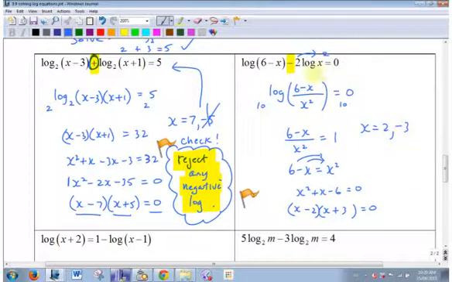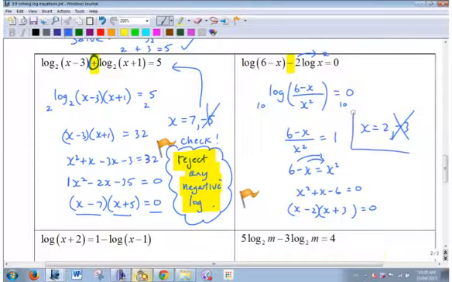Then I want to check it. If I put 2 in here, that'll be positive. That should be fine. That's positive. That should be fine. -3. Can I take the log of -3? Should I prove it again? Oh, reject. Okay, that's it.